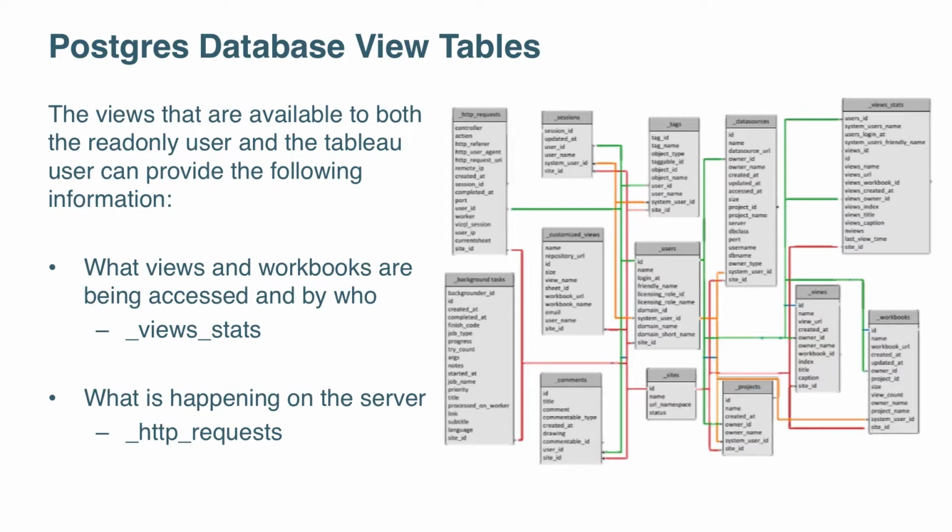Now, this is a short little diagram which shows how the different tables can be connected to each other. But if you do want to know exactly who's viewing what workbooks are getting accessed, then the views stats view table is the one that you kind of want. If you want to know any information about what's actually happening on the server, then you can use the HTTP requests.